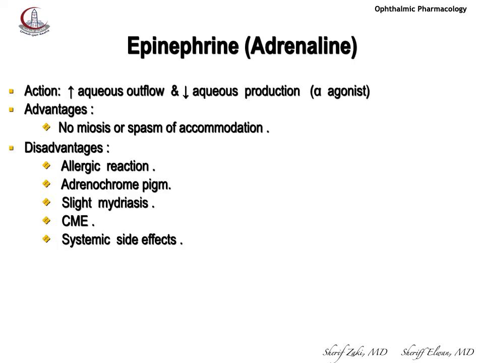Now, epinephrine or adrenaline has the action of increasing aqueous outflow and decreasing aqueous production as an alpha agonist. It has the advantages of no miosis or spasm of accommodation, but has the disadvantages of probable allergy, adrenochrome pigmentation, slight mydriasis, cystoid macular edema, and systemic side effects like elevation of arterial blood pressure.